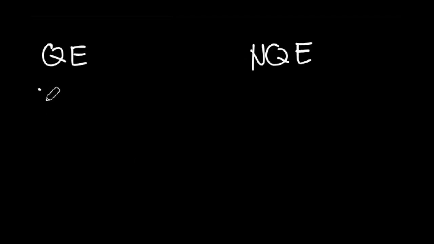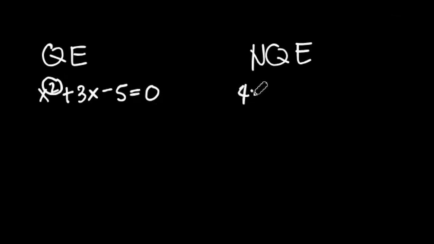The first one is x squared plus 3x minus 5 equals 0. That is quadratic equation. Why? Because that is in the standard form, and yung pinakamataas na degree dyan is squared. Okay? However, on the other side, 4x minus 12 is not a quadratic equation. Why? That is a linear. Ang pinakamataas na degree dyan is 1.